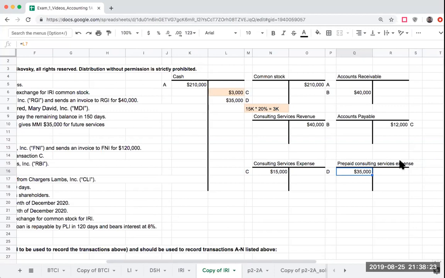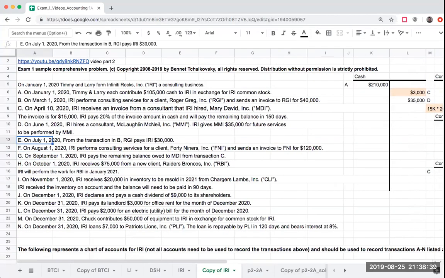And how do I show an increase to my assets, with a debit or a credit? Debit. With a debit. I decrease my cash with a credit because my cash went down, and I'm increasing my assets with that debit. Okay, are there any questions? No. Okay, all right.